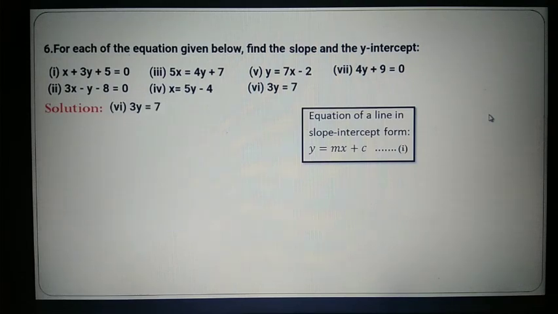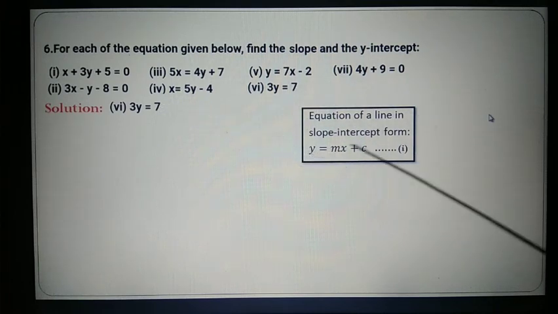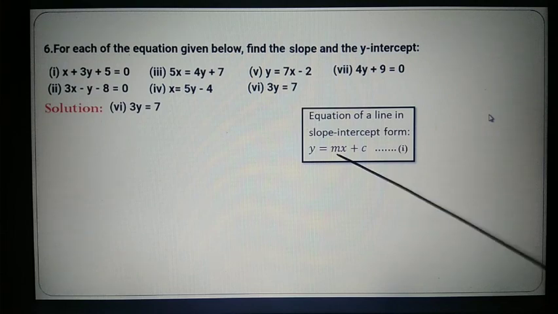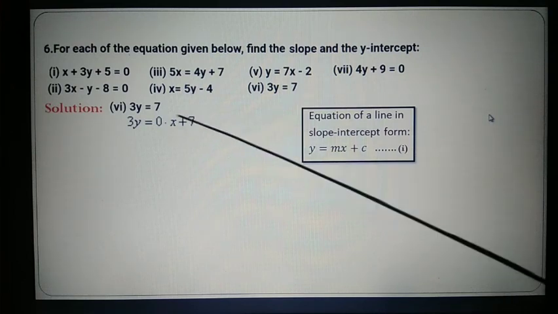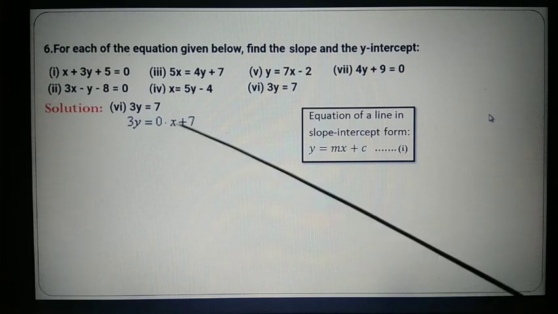The last question, that is the 6th one. Okay, so 3y is equals to 7. So here, if you see, we don't have an x term. Okay, but we can include x as well by keeping m to be 0. So if I make m to be 0, then I can write this given equation to be this much. Yes or no? Because 0 into x is ultimately 0, which again vanishes. So this can be written in this way.